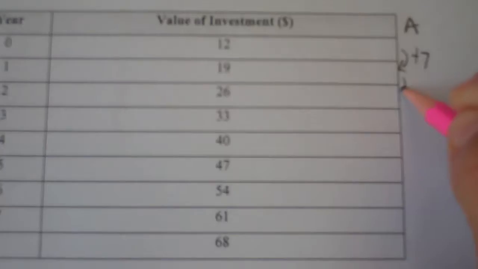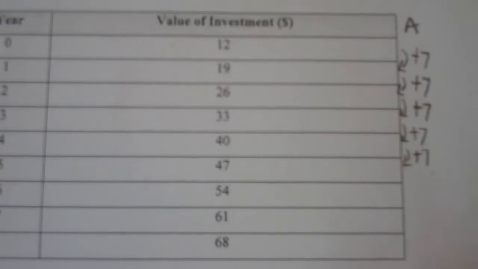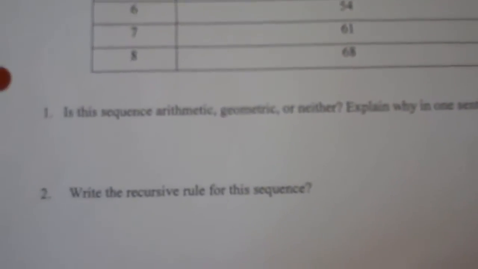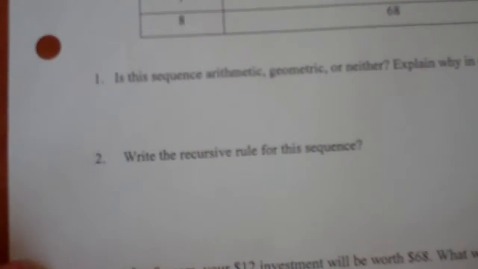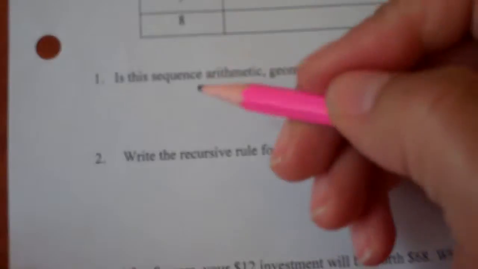What to add to 19 to get to 26, plus 7. 26 to 33, plus 7, and as you can see, this is going to be plus 7 all the way down. This number is the same every time, therefore we have determined it was arithmetic. If it wasn't, we would have to check for geometric, but we're pretty good. So this is arithmetic because we have a common difference where each consecutive term is added by 7, or 7 is added to each consecutive term.